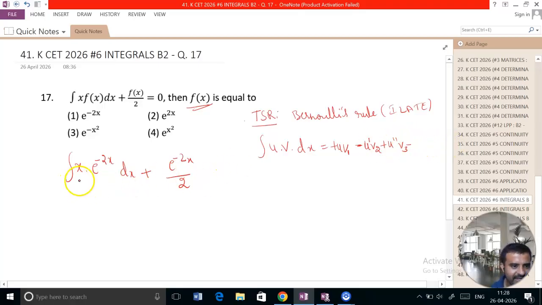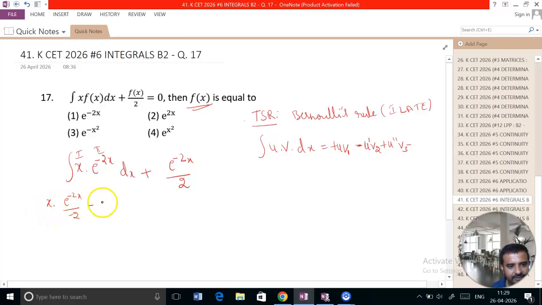So if you apply it here to x into e power minus 2x, according to Bernoulli's rule, x is your first function, e power minus 2x is your second function, and you should be careful, Bernoulli's rule is applicable for algebraic with trigonometry, algebraic with exponential, that's all. Here we have an algebraic function with an exponential function, so we keep x as it is, and if we integrate e power minus 2x, it becomes e power minus 2x by minus 2. Next we have to take the minus sign.